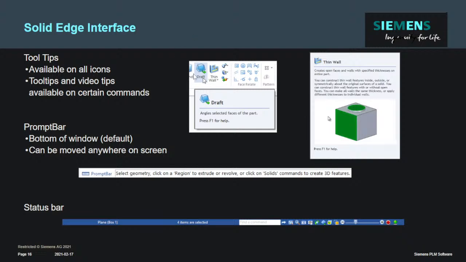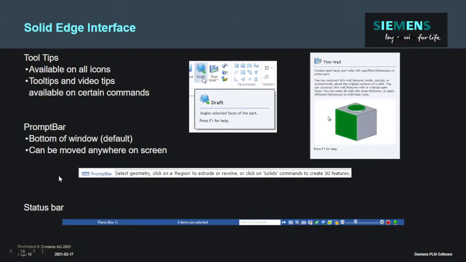For example, here in this window there is a particular icon which I don't understand. So I just have to keep my cursor on that for some time. Then a tool tip will appear here like this. Now it is telling me it is Draft, and it has a sentence which tells me what it exactly does: angle selected faces of the part. So an angle is added to the faces which are selected. That's what the draft does. In the same way, any command you are unable to understand, just keep your cursor there for some time and it will show up.